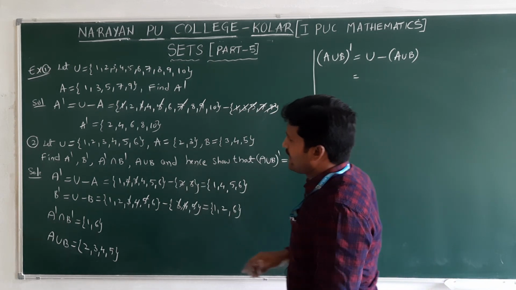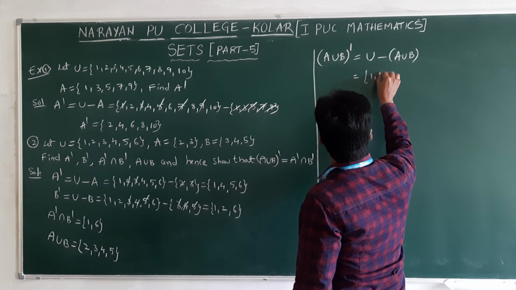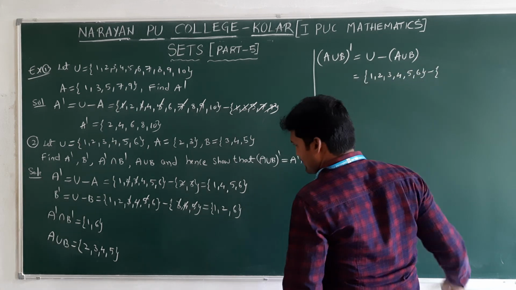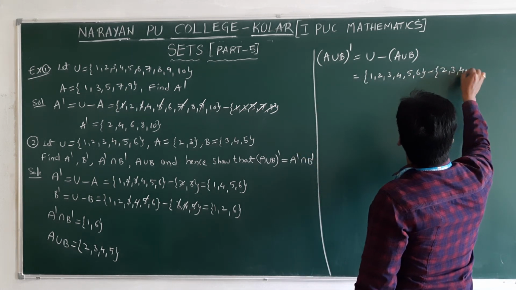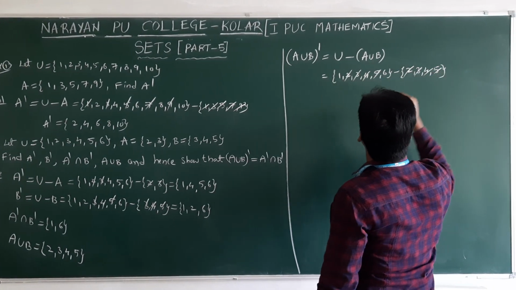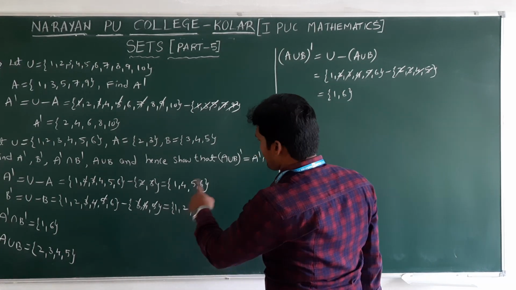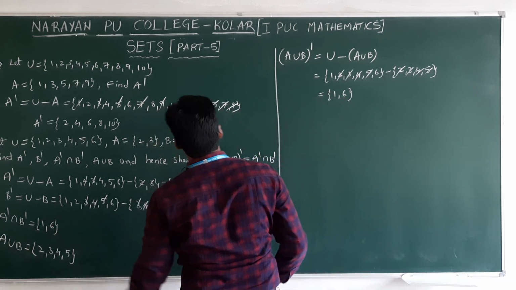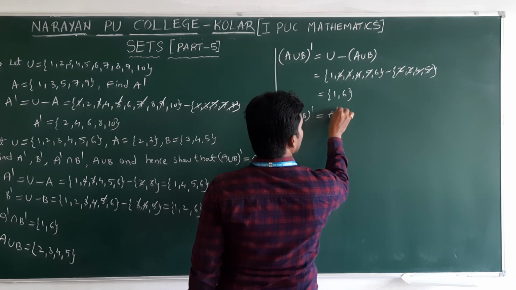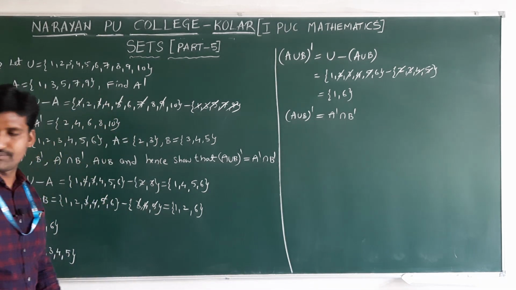From U eliminate these elements, or directly write it down like this: 1, 2, 3, 4, 5, 6 minus 2, 3, 4, 5. 2, 3, 4, 5 cancel. What remains? Only 1 and 6. Already we know A dash intersection B dash also, and what did you get? 1, 6. That's why A union B whole dash is clearly equal to A dash intersection B dash. Both are equal.